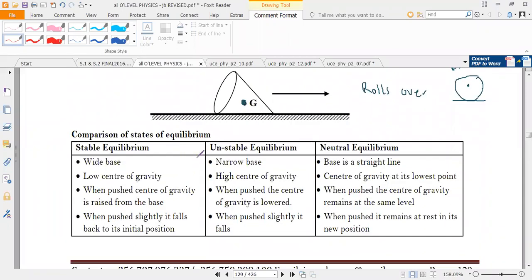If you compare the 3 states of equilibrium, this is what happens for stable, unstable and neutral. If you look at the bases, for stable there is a wide base, here there is a narrow base, and here the base is a straight line. The center of gravity for stable is low, for unstable it's high, and for neutral the center of gravity is at the midpoint. When this one is slightly pushed, it returns to the initial position. When this one is slightly pushed, it topples over or falls over. And when this one is slightly pushed, it remains in its original position.